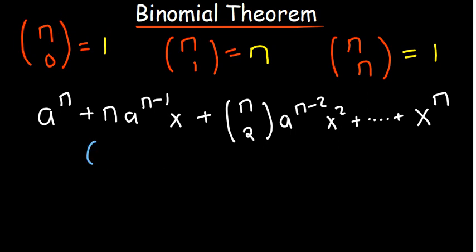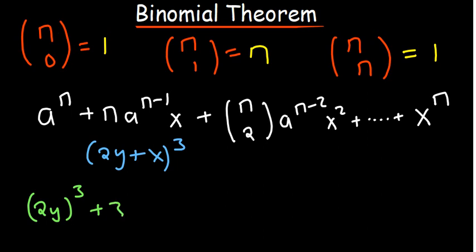Let's say we have 2y plus x, let's say the power 3, and then you're told to expand that. How do you go about it? So using the binomial theorem, you can take your a to be 2y. So in this case it will just be 2y. The power itself is 3, so our n is 3, our a is 2y.